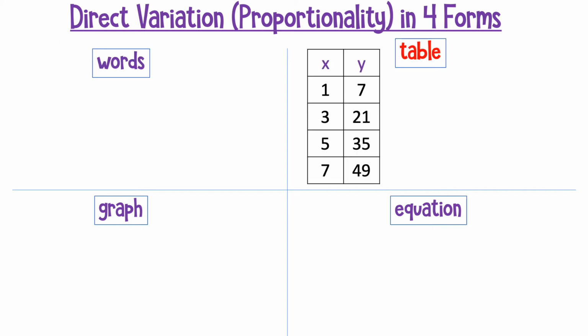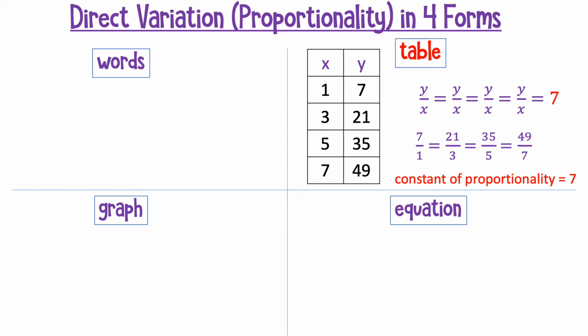If we look at a table, you'll see that y over x equals y over x equals y over x equals y over x. Remember, y over x. Linear relationships are y over x. So if we look at each set of numbers, we have 7 divided by 1, 21 divided by 3, 35 by 5, and 49 divided by 7. These always equal 7. That's why we call this a constant of proportionality. So k, in this case, the constant of proportionality, equals 7.